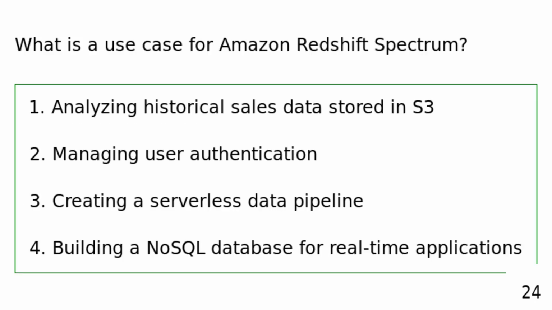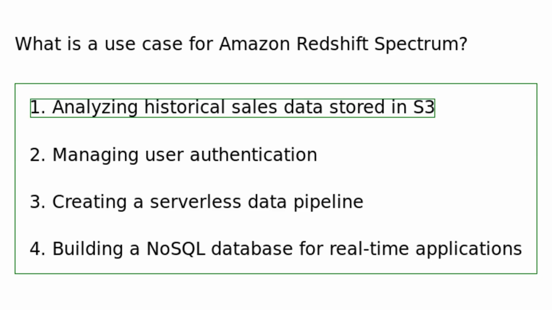What is a use case for Amazon RedShift Spectrum? Analyzing historical sales data stored in S3. Managing user authentication. Creating a serverless data pipeline. Building a NoSQL database for real-time applications. RedShift Spectrum allows querying archived data in S3 without needing to load it into the warehouse, reducing costs.